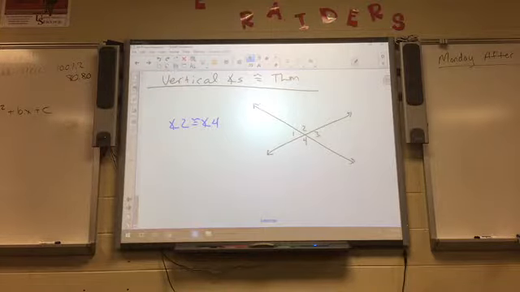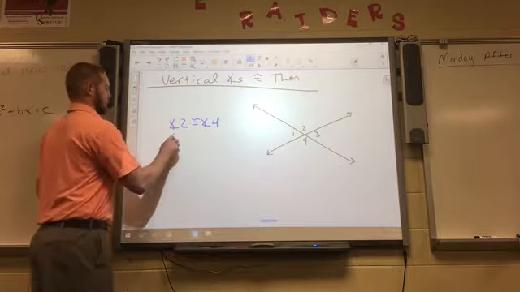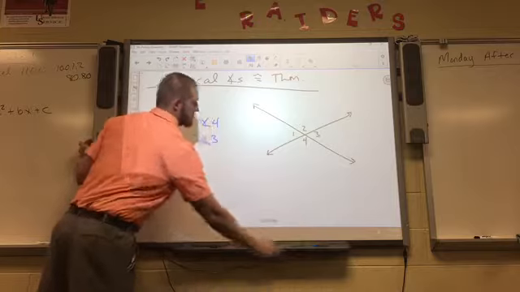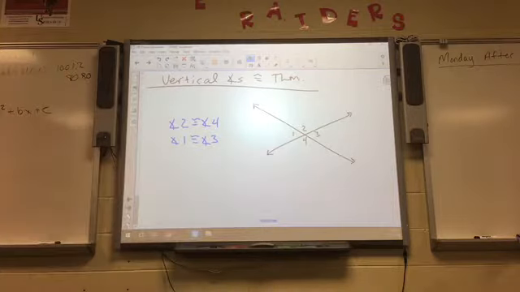So what other angles must be congruent? 1 and 3. This theorem is going to be a lifesaver for you. You are going to use it a lot. It should be your best friend. If you guys need a best friend, you can be best friends with vertical angles. What's that? Okay. That one shouldn't be too difficult for us.